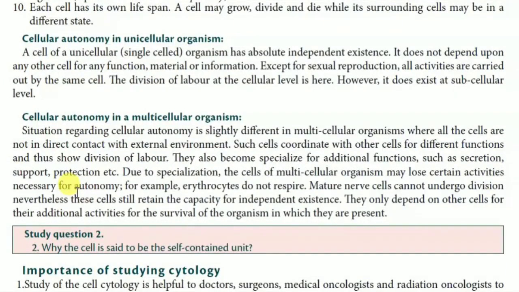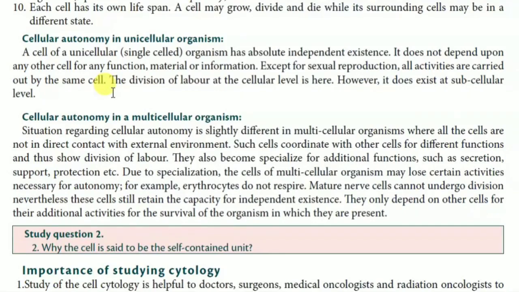So a cell, tuangalie tu kidogo kuhusu cell ambavyo anaweza kuperform functions zake mwenyewe kwenye unicellular pamoja na multicellular organisms. Tukianza na unicellular organism, a cell of a unicellular or single celled organism has absolute independent existence. It does not depend upon any other cell for any function, material or information, except for sexual reproduction. All activities are carried out by the same cell. The division of labor at the cellular level is here. However, it does not exist at subcellular levels. Kwa hiyo cell wa unicellular organism wanaweza kuperform all functions independently of the other. Hiyo ndio tunasema cell is the self-contained unit.